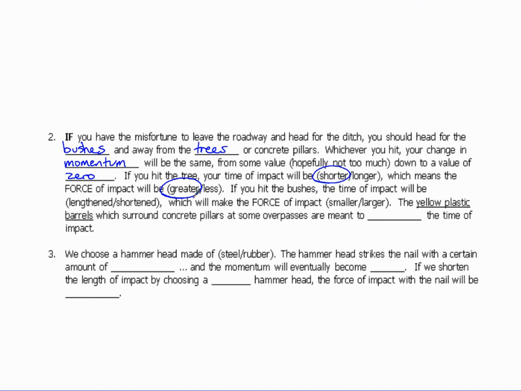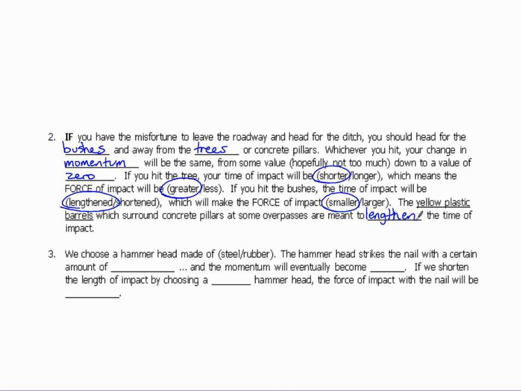If you hit the bushes, the time of impact will be lengthened, which will make the force of the impact smaller. The yellow plastic barrels, which surround the concrete pillars at some overpasses, are meant to lengthen the time of impact. Same idea with guardrails. Guardrails have shear bolts on them, and if you hit the guardrail, it's designed to crumple a little bit to increase the time, which decreases the force.